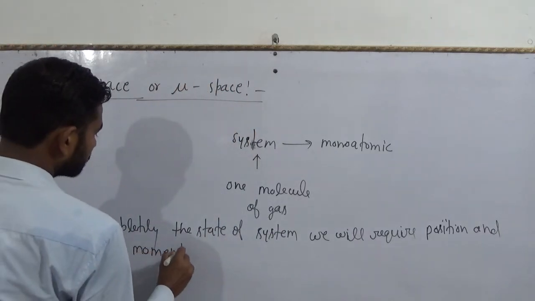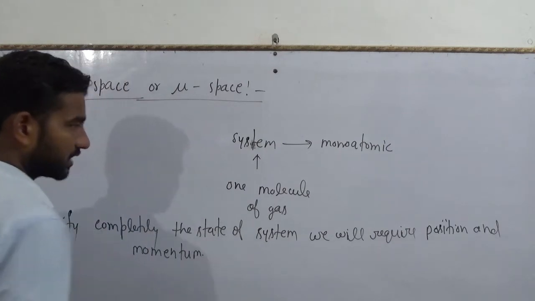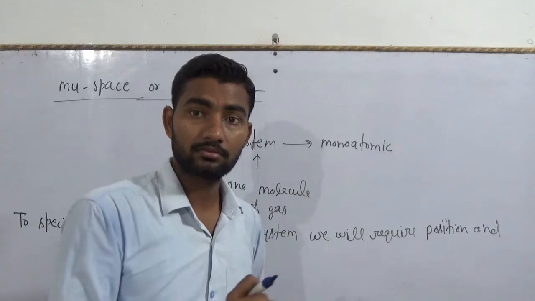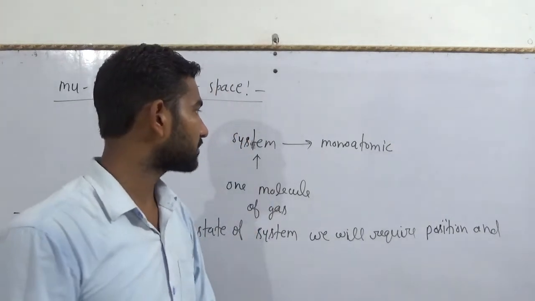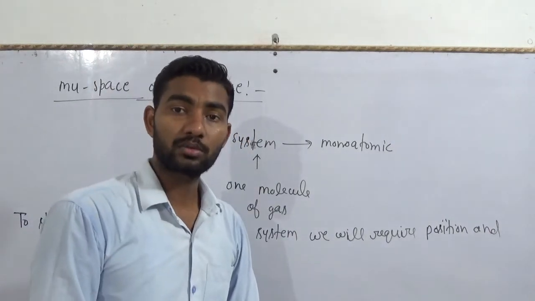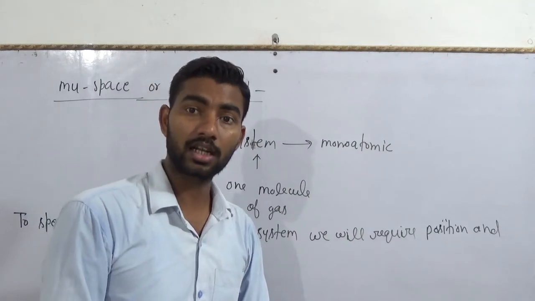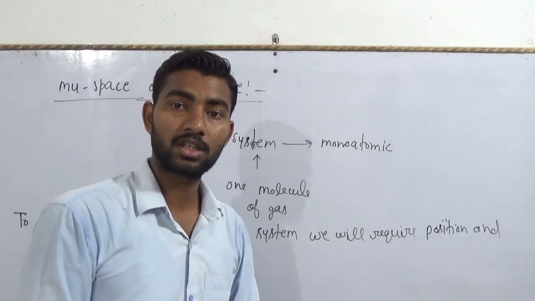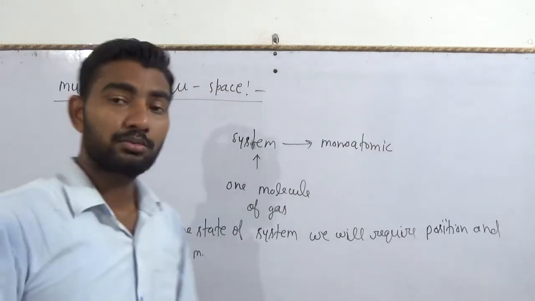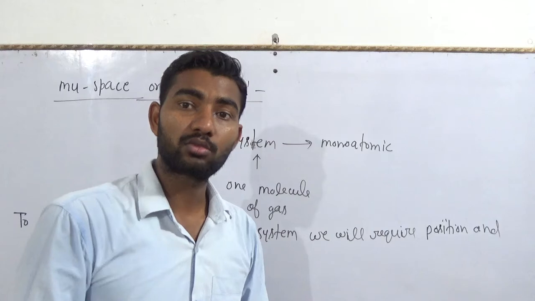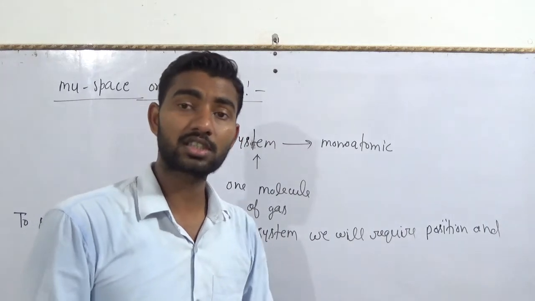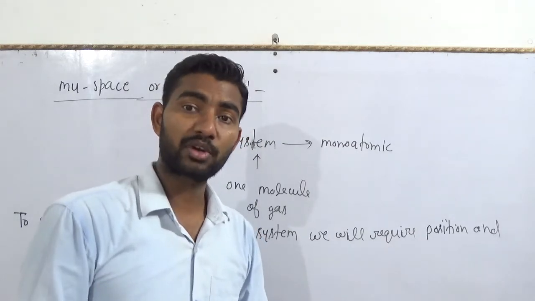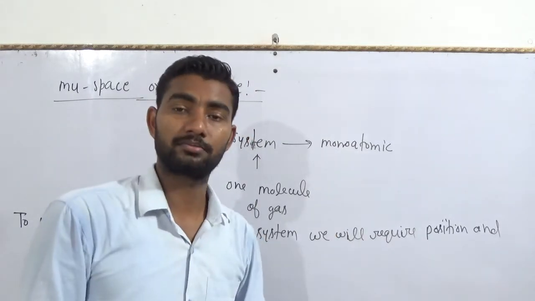How can we find out position and momentum? We can find out the position and momentum of the atom of this system. As we have told you, this system is monoatomic, so it will have a single atom. To find out the position and momentum, we will use position space and momentum space, or by the use of position space and momentum space, we can find out the position and momentum of any particle or of this single atom.